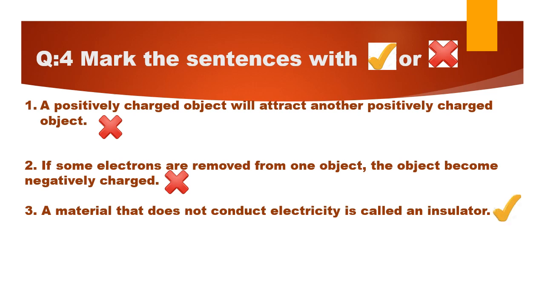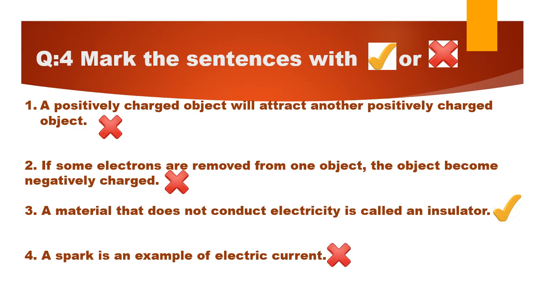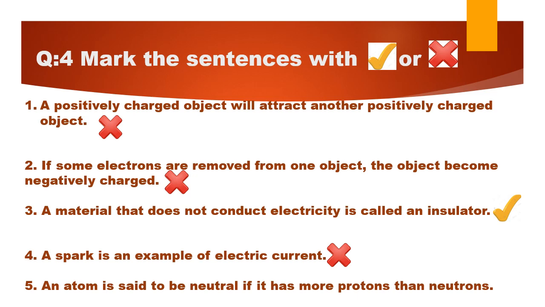At number 3 we have a material that doesn't conduct electricity is called an insulator. Yes, this is right. At number 4 we have a spark is an example of electric current. No, spark is static electricity. At number 5 we have an atom is said to be neutral if it has more protons than neutrons. No, this is wrong.